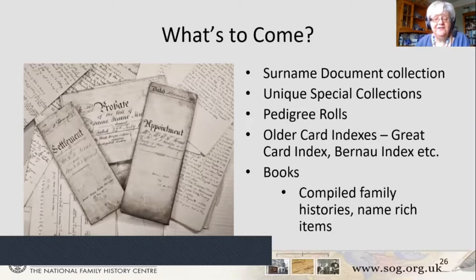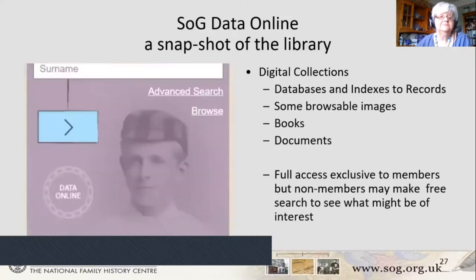And of course, we still have thousands of books we'd like to make available to members to read online, especially the thousands of compiled family histories and books which are rich in names. So to recap, the online digital collections in SOG Data Online are but a snapshot of some of the wonderful books, documents and collections held in the Society of Genealogists Library. The SOG digital data isn't as vast as that of the major commercial genealogy websites, but it reflects all sorts of unique and wonderful records that would not exist for family historians at all if it were not for the Society of Genealogists and its volunteers.